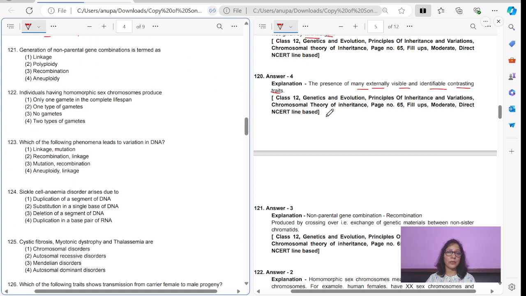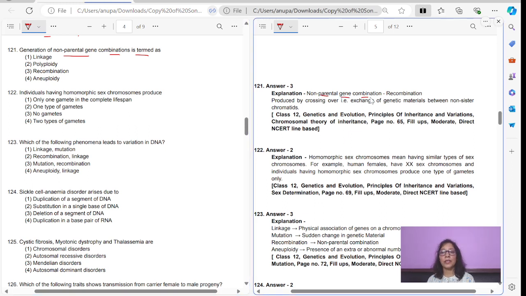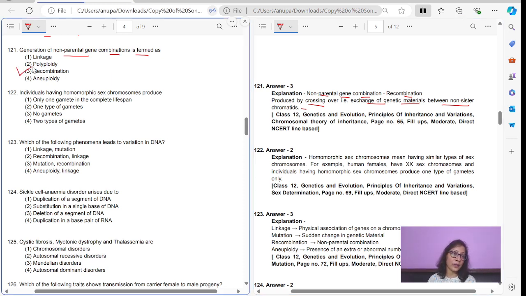Now let's move to question number 121. It states that generation of non-parental gene combination is termed as. So you have to memorize this also. The non-parental gene combination is known as recombination, and it is produced by crossing over, that is the exchange of genetic material between non-sister chromatids. So generation of non-parental gene combination is termed as recombination. That is option number 3. Here it is given recombination.